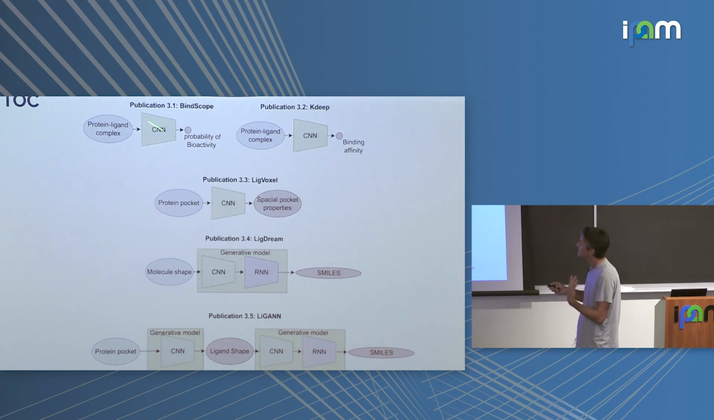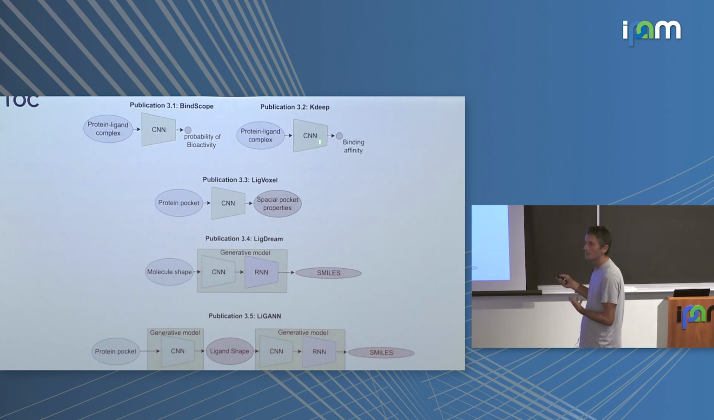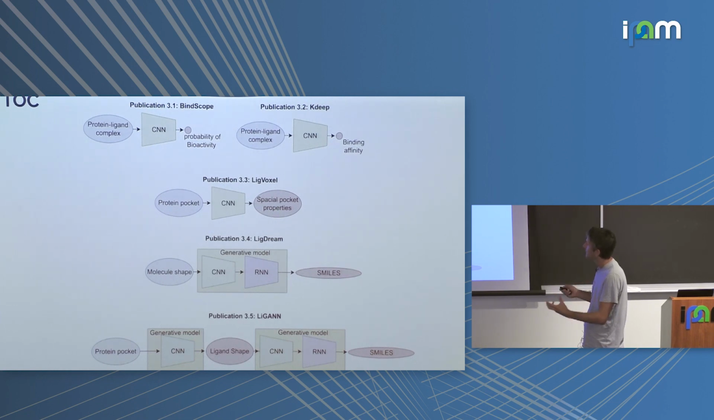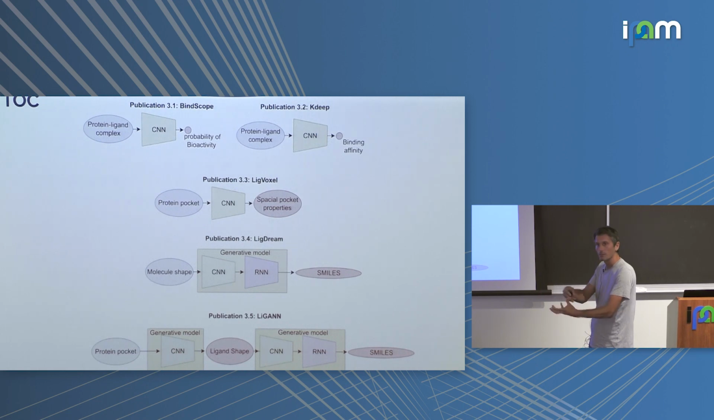So we have BindScope, which is an active-inactive classifier, KDEEP, which is an affinity predictor or scoring function, LigVoxel, which helps in generating spatial pocket properties to know which molecule would fit into a pocket, and LigDream, which is a generative model that, given a ligand shape, will give you multiple SMILES which are compatible with this shape. So these are two generative models, in this case starting from the protein pocket.